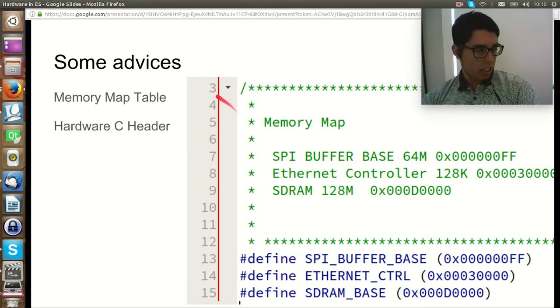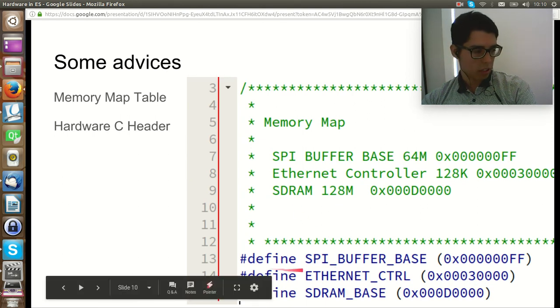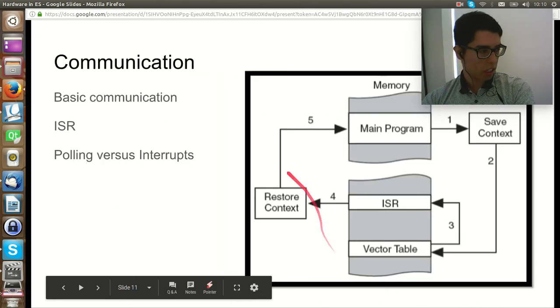The next slide covers some basics of software development in embedded systems. The first one is to draw out tables showing the address memory for each memory device and peripheral. This is the most important information that you might have in your development. We also have the advice to use a hardware C header that creates an abstraction of the hardware memory with macros. Like this one: define SPI buffer base with the specific memory allocation.